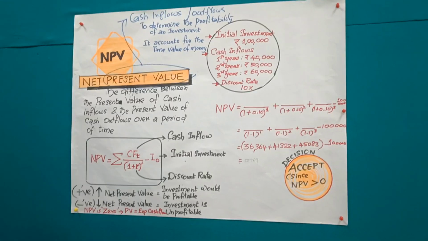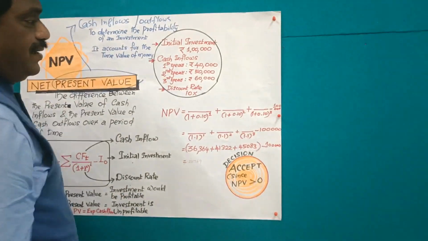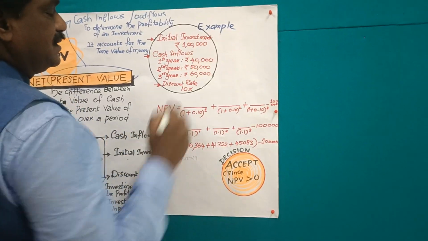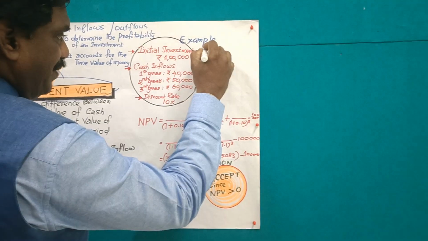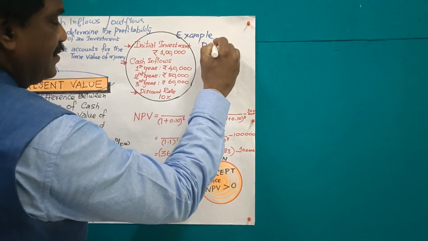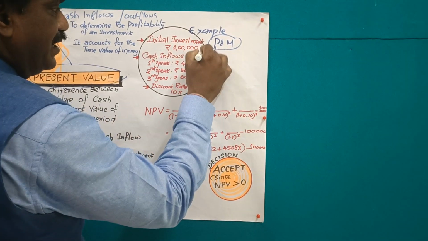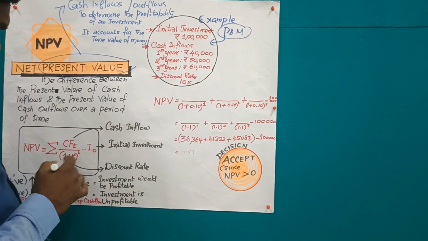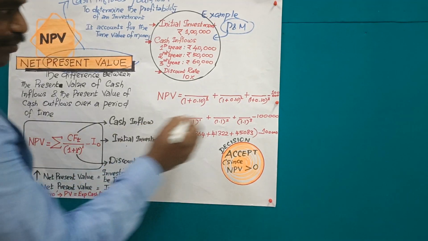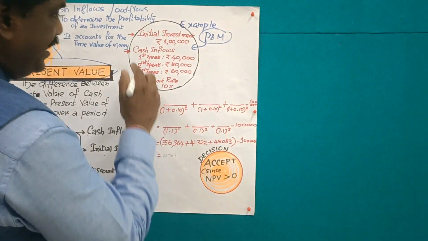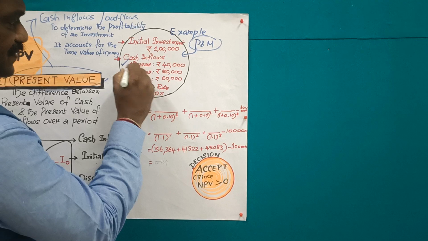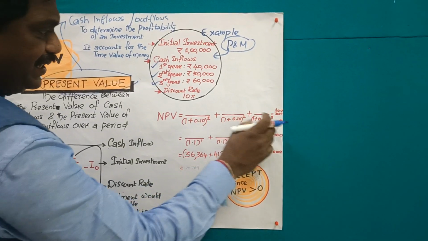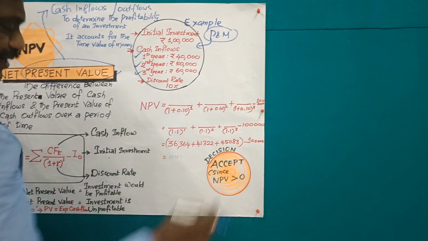Let me take a simple example to understand it. Say we take one investment, plant and machinery. It requires 1 lakh initial investment, so in the formula we write 1 lakh rupees. The investment period is 3 years: first year, second year, third year. So the formula will be repeated three times.